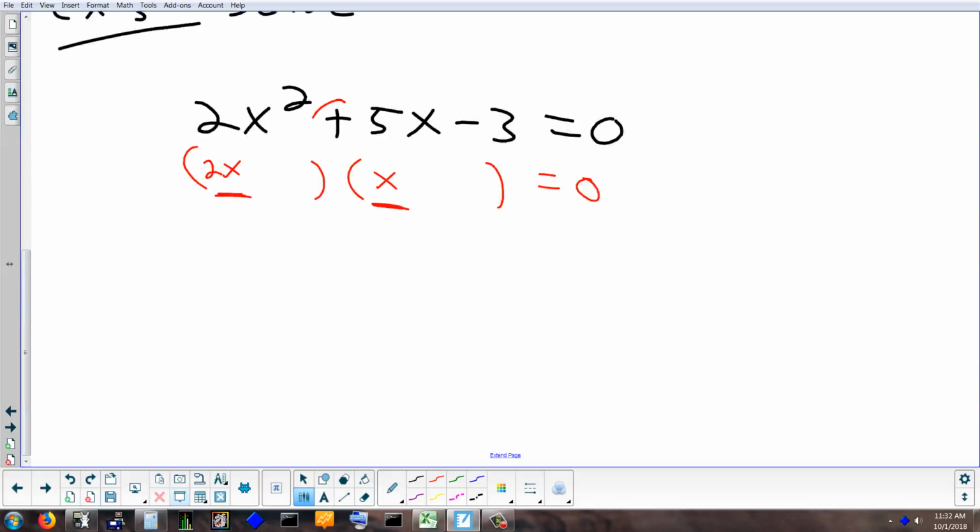Now, next thing we look at is these signs. Okay? There's 4 different cases that could happen. Positive, negative, negative, positive, both negative, both positive. Depending on the case, it'll tell you what your signs need to be down below. So this time, the middle is positive, the end is negative. Anyone think they could tell me what my signs have to be in the parentheses?